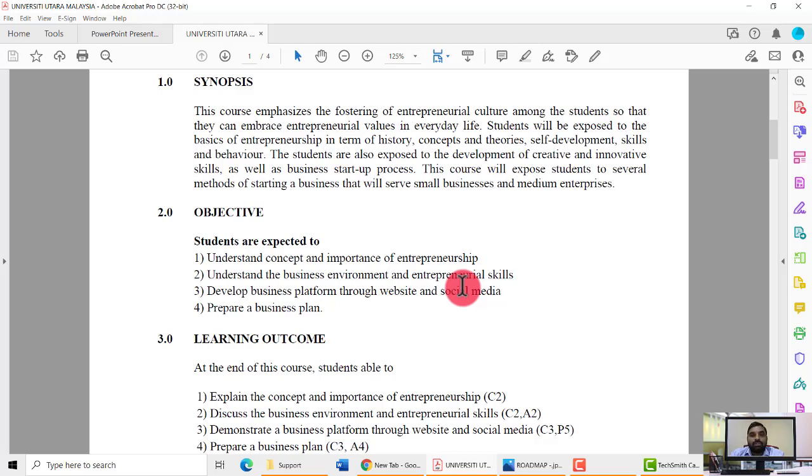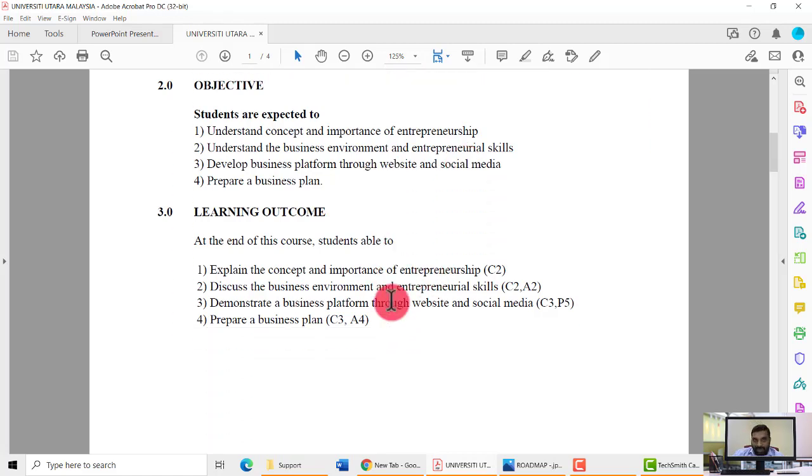The students are also exposed to the development of creative and innovative skills. We will stress digital skill in this class, through assignments 1, 2 and 3, as well as the business startup process. This course will expose students to several methods of starting a business that will serve small businesses and medium enterprises. So throughout the semester, students are expected to understand the concept and importance of entrepreneurship, understand the business environment and entrepreneurial skills, develop a business platform through website and social media, which is your assignment, and prepare a business plan.